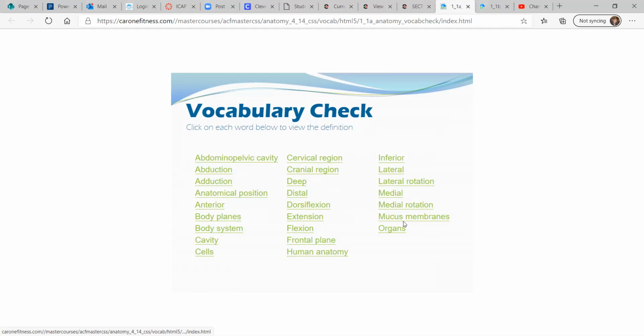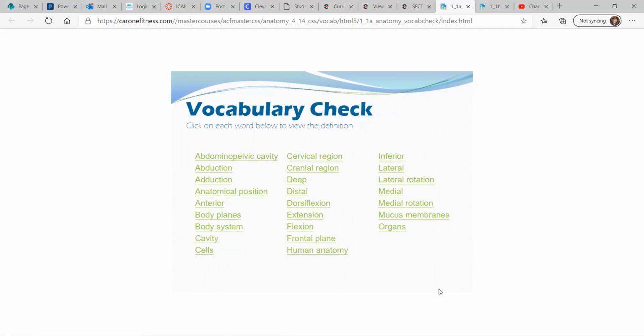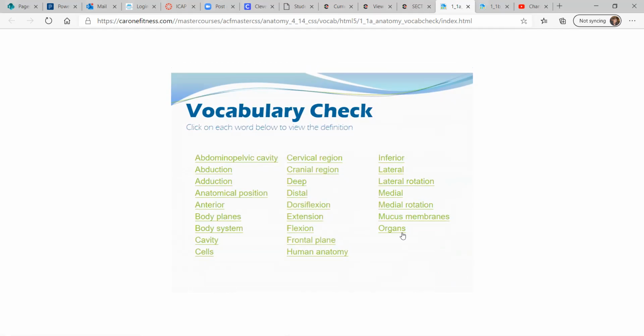Inferior, lateral, mucous membranes. Mucous membranes are membranes that line the cavities or openings in our body with an external opening. Membranes that line cavities with an external opening in the body. So think of your nose, ears, mouth, things like that.